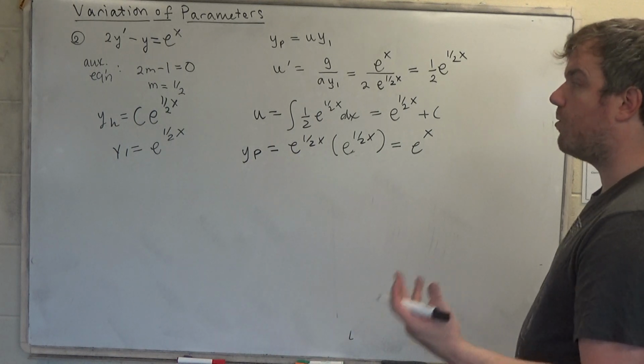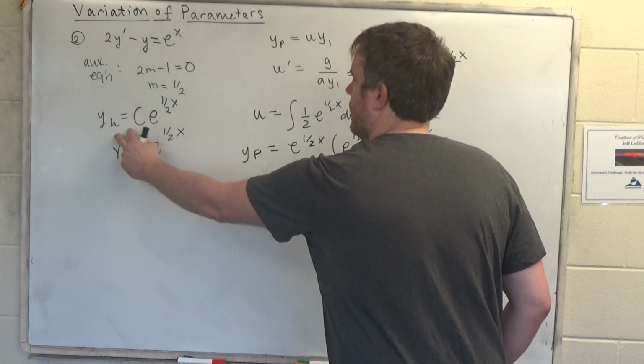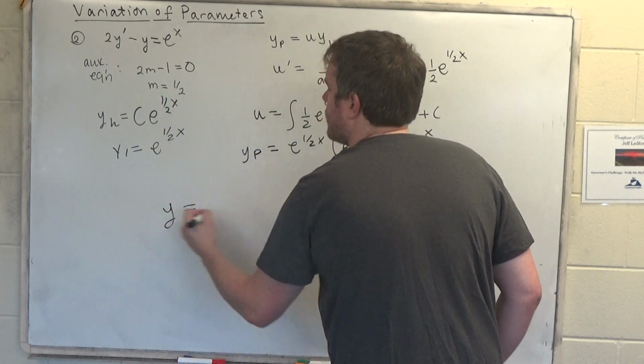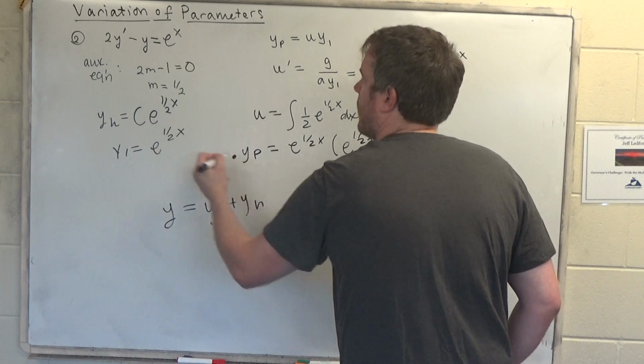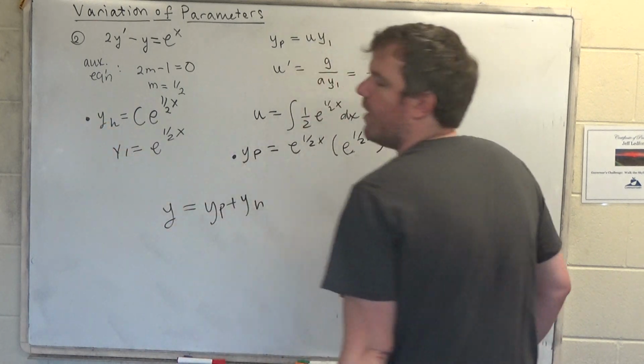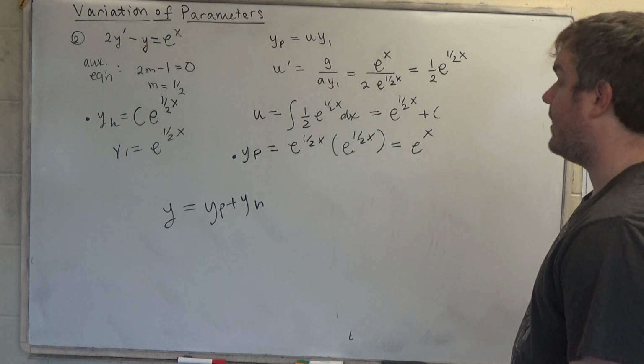How do I get the overall solution? Well, that's easy. Because it's linear, we can add these two solutions together. And so I'm just going to write yp plus yh, and I'm going to mark where you can find yh and yp. That's all there is to it.